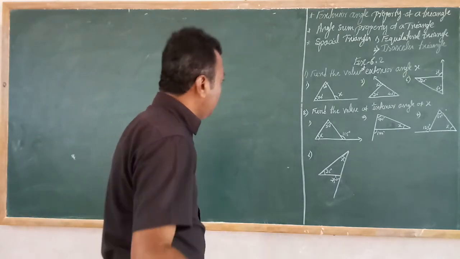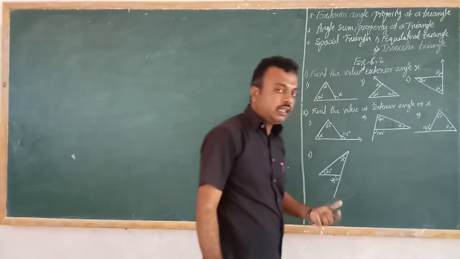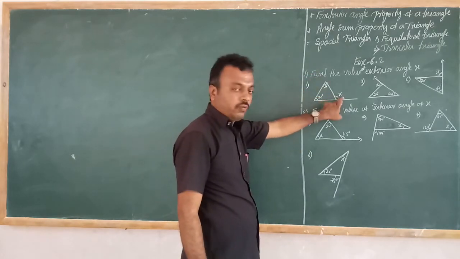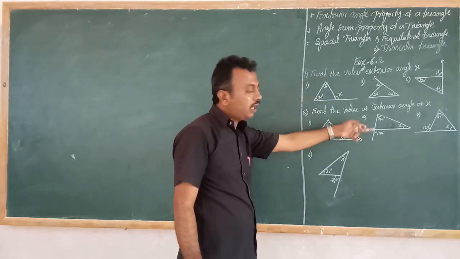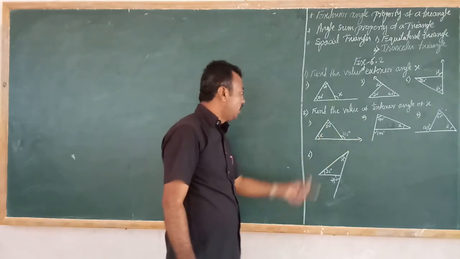Okay, in the second main, find the value of interior angle of X. The exterior angle is already given. In the first main we found the exterior angle; in the second main the exterior angle is given, and we have to find the opposite interior angles. Okay, I will go to the first question.